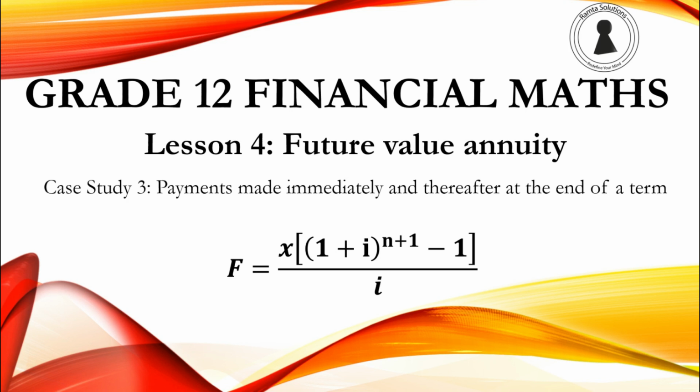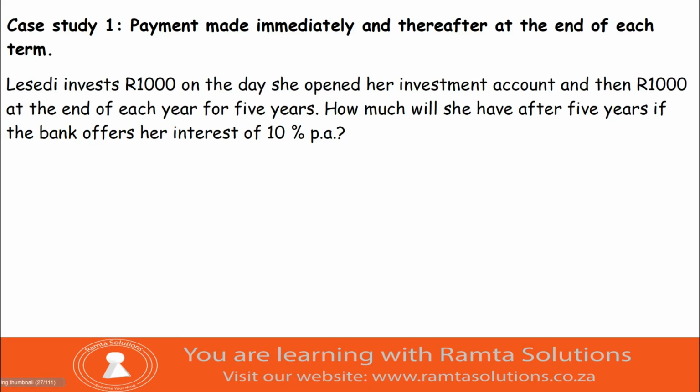So today, in our fourth lesson of Grade 12 Financial Mathematics, we're looking at the third case study under future value annuity, where payments are made immediately and thereafter at the end of a term. Okay, so like we have been doing with all the cases, this is case three.